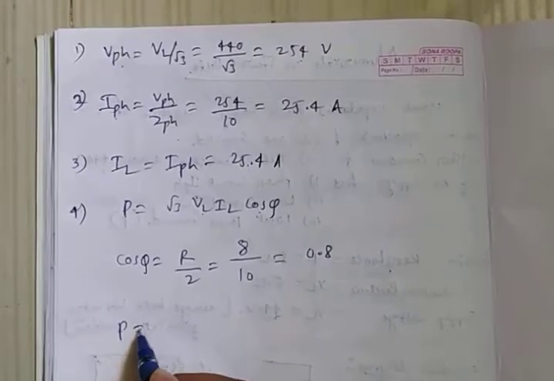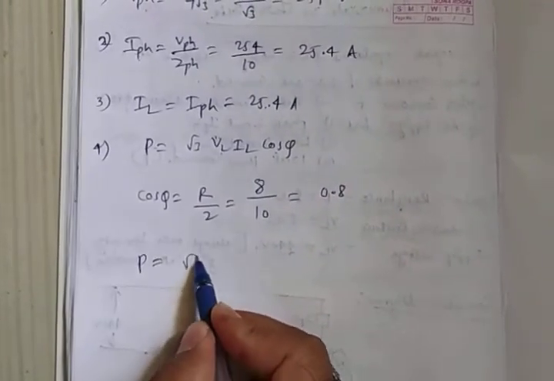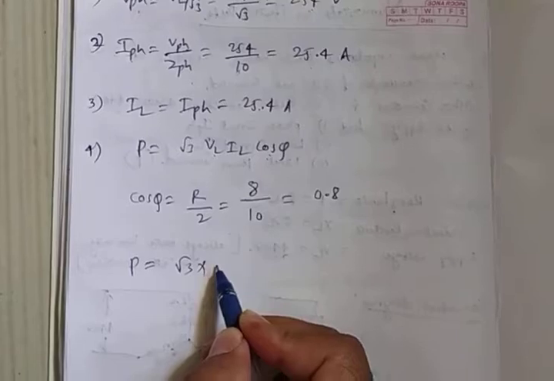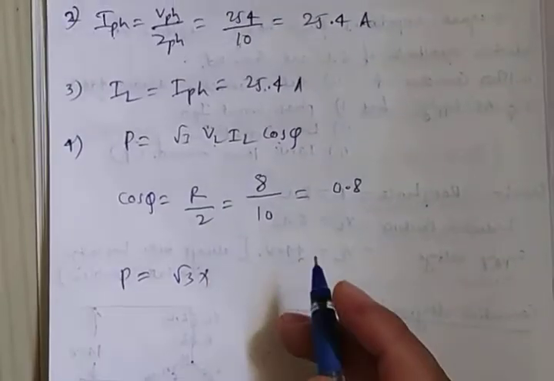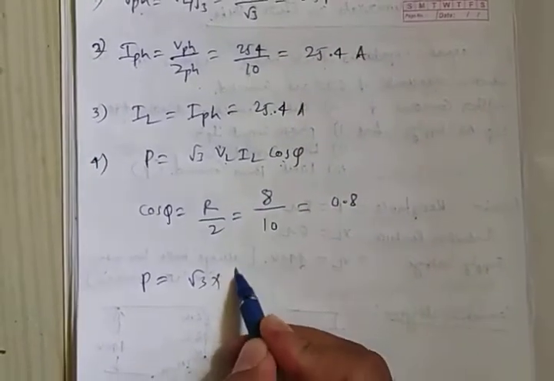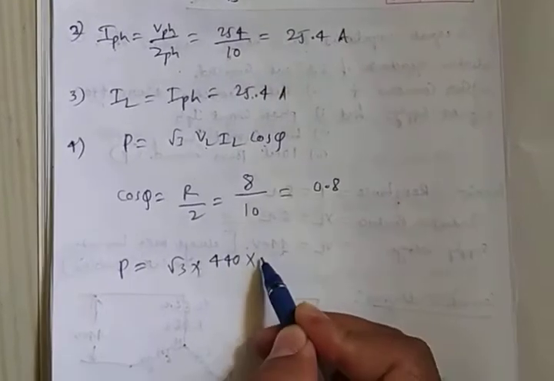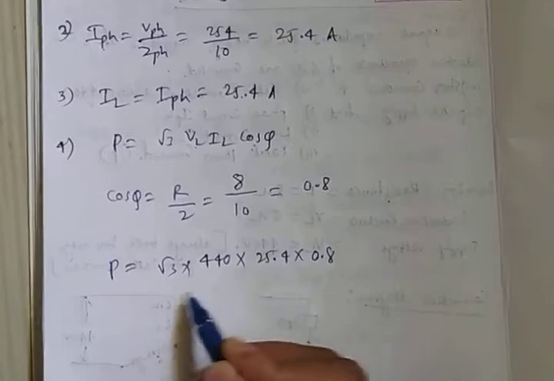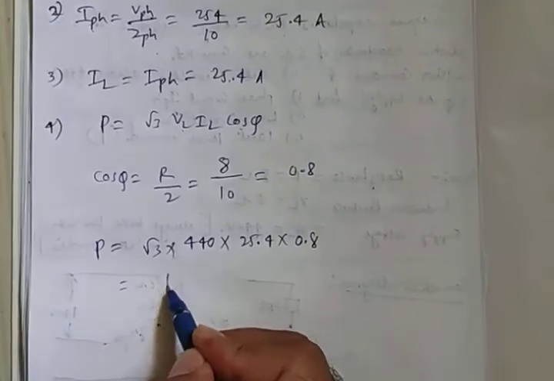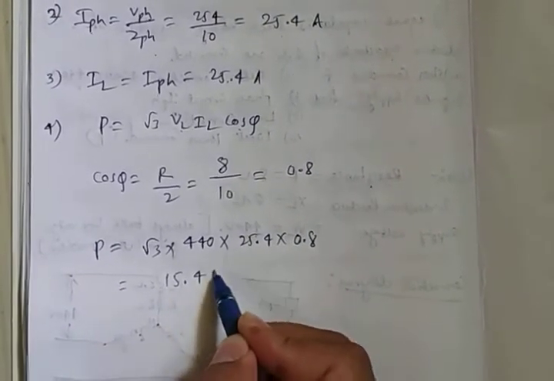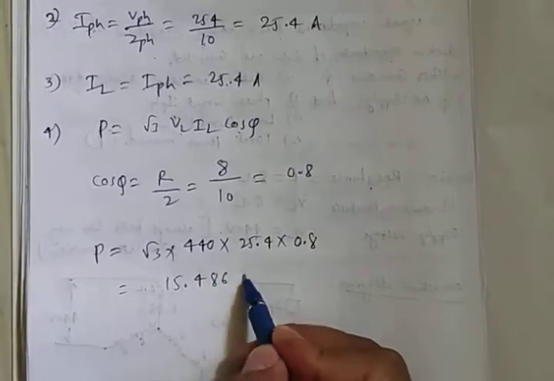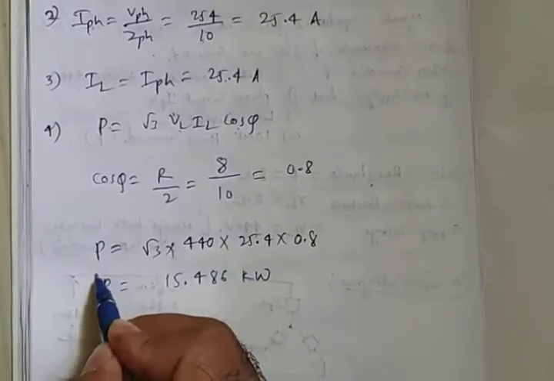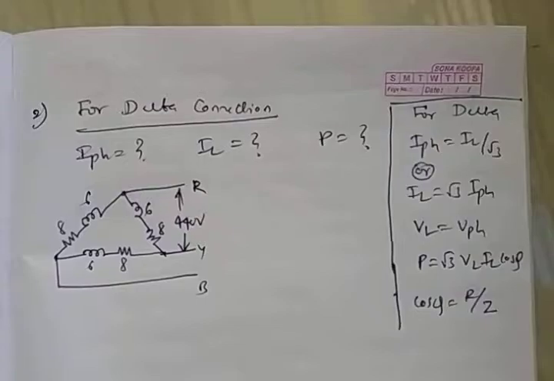And finally you can calculate the power. P is equal to root 3 into VL, VL is equal to 440, IL is equal to 25.4, and power factor is equal to 0.8. Simplify, and you will get 15.486 kilowatt. That is the total power consumed for star connection.